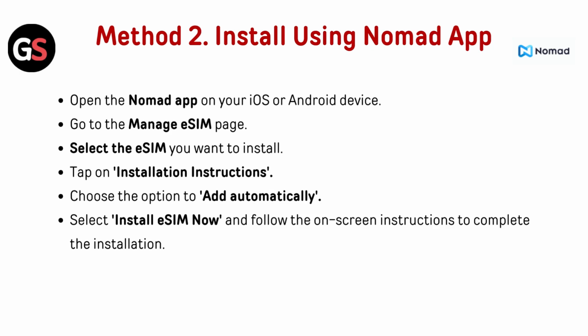Method 2. Install using Nomad app. Open the Nomad app on your iPhone or Android device. Go to the Manage eSIM page, select the eSIM you want to install, tap on Installation Instructions, choose the options to add automatically. Select Install eSIM now and follow the on-screen instructions to complete the installation.